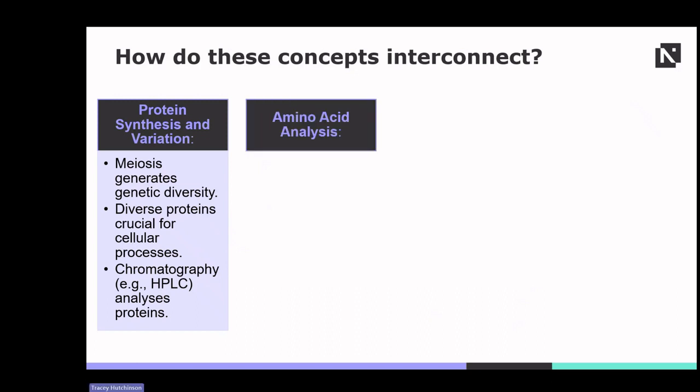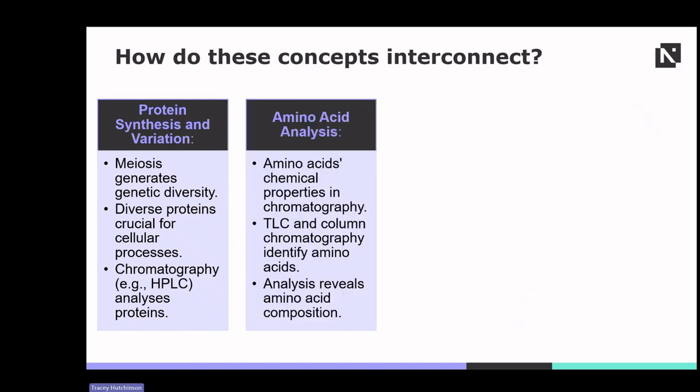In relation to amino acid analysis, amino acids, the building blocks of protein, exhibit distinct properties that can be exploited in chromatography. Techniques like TLC and column chromatography can separate and identify individual amino acids in a mixture. This analysis provides insight into the composition and abundance of amino acids, which are essential for understanding protein structure and function.